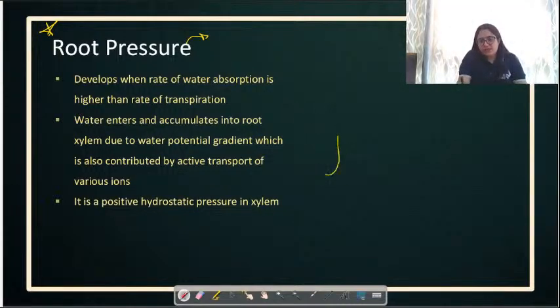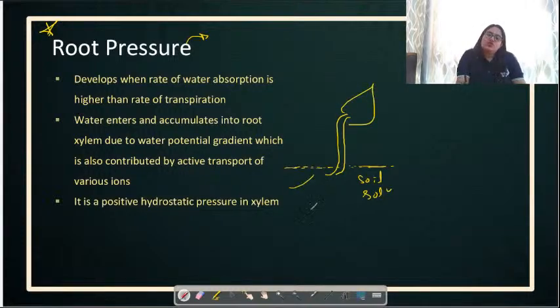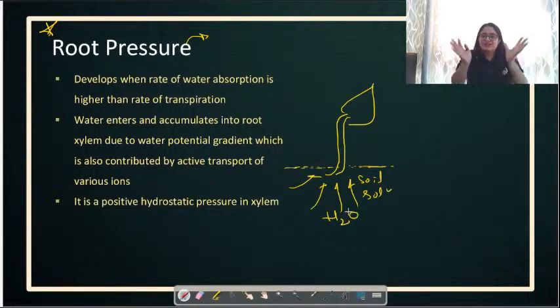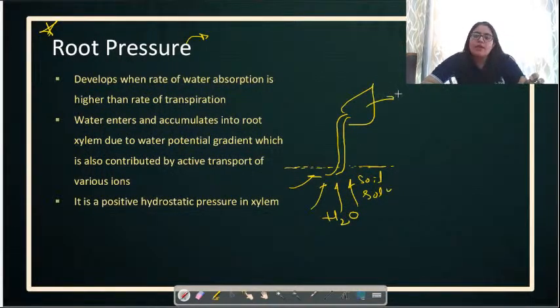So let me try to draw it like this. Consider this is the apoplastic pathway. Consider, my kids, this is the soil solution where water is present. And this is the apoplastic pathway of the xylem from root to the leaf, right? So imagine the roots are actively busy in absorbing water, but a very minute amount, or maybe no transpiration, is taking place from the leaf.